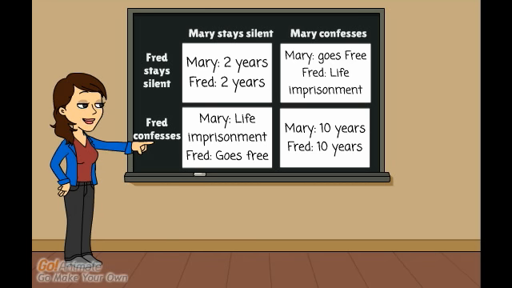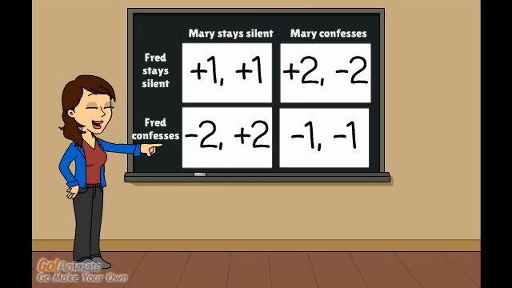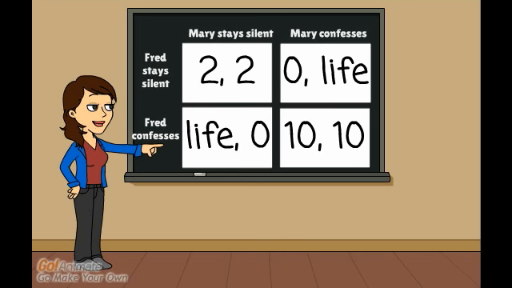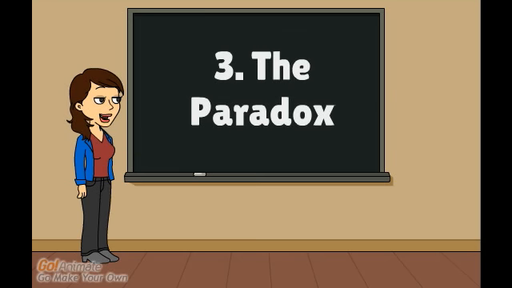In this case, if the prisoners make the same decision, they receive the same sentence. Staying silent will result in 2 years each, while confessing will result in 10 years each. Integer values can also be used. But to simplify it, we can use numerical values. Notice that if they both stay silent, their combined jail time is the shortest. This brings us to the third part of our problem, the paradox.